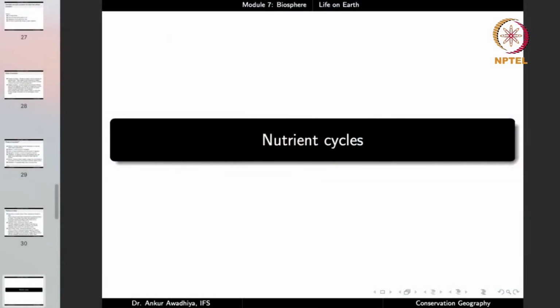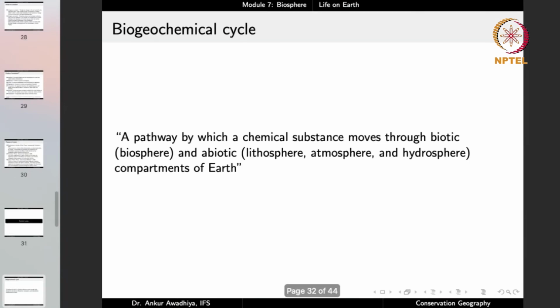Now, when we talk about the availability of nutrients, the planet has only a fixed amount of nutrients available. But the communities have been existing for such a long period of time. So where do all these organisms get their nutrients from? They get their nutrients from the nutrient cycles, also known as the biogeochemical cycles. This is a very important part of life on Earth.